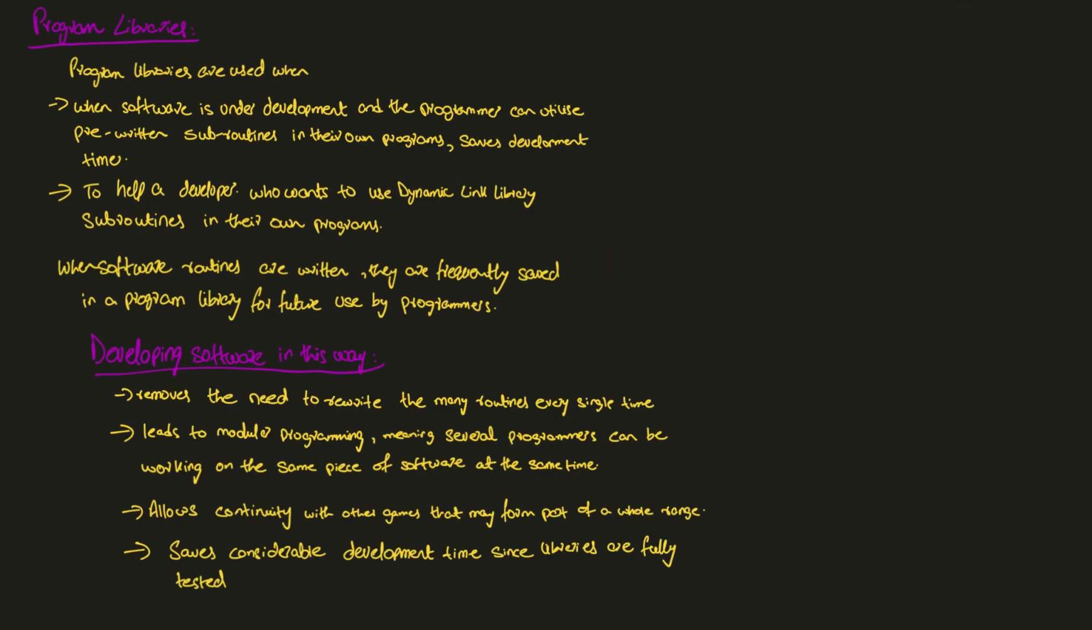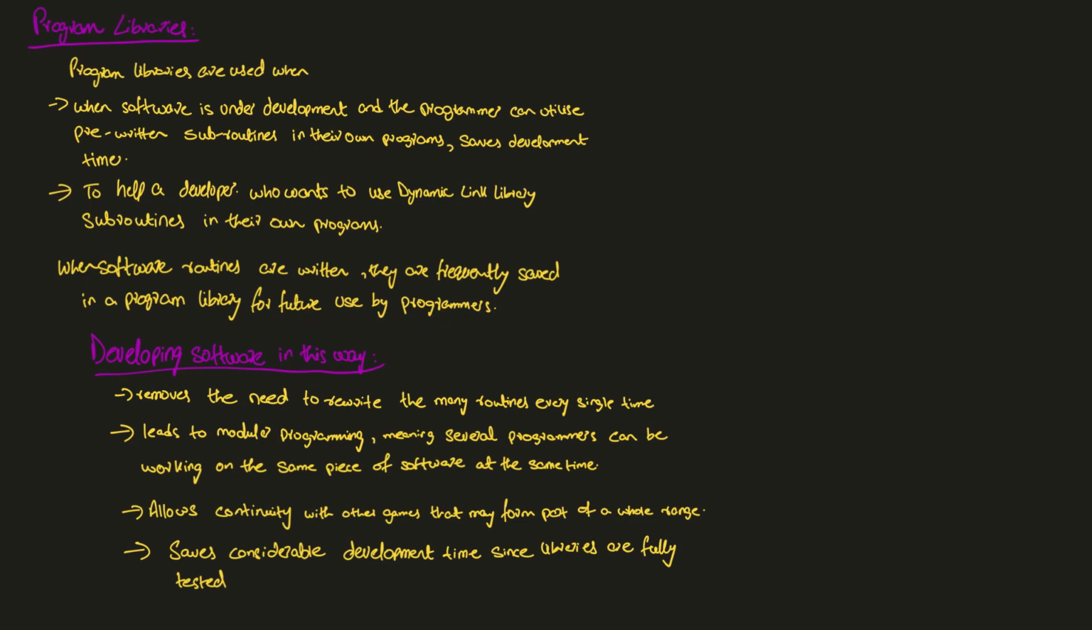Now we move on to program libraries, right? Program libraries are used when software is under development and the programmer can utilize pre-written subroutines in the program that he's writing. So this saves development time. It also helps a developer who wants to use dynamic link library subroutines in their own program. And when software routines are written, they are frequently saved in a program library for future use by a program.